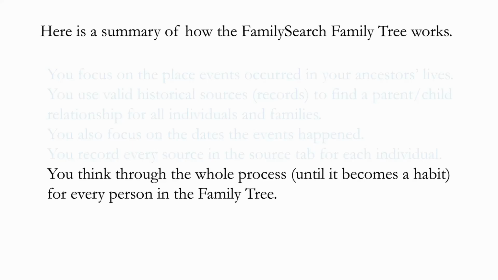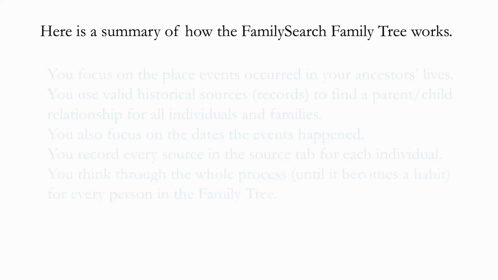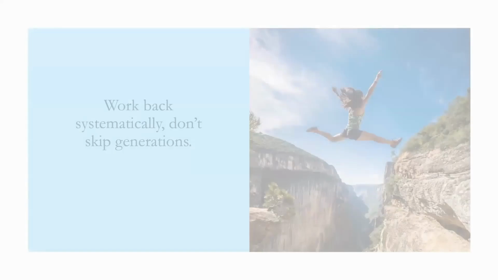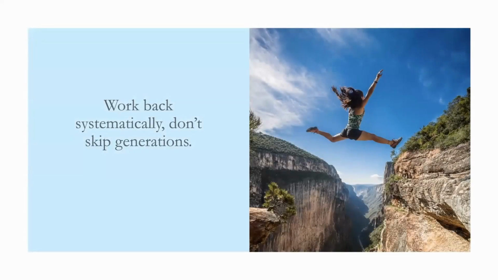Then you think through the whole process. You realize that this is a process that involves place and time and events, and that it is always the same. It's absolutely the same process that occurs time after time after time. So as you do that, it'll become a habit. You'll just automatically go, wait a minute, let me check the places here. I don't know if that's going to work. Let me go check the dates. I don't know if that's going to work, and so forth. So now you can work back systematically and don't skip generations.